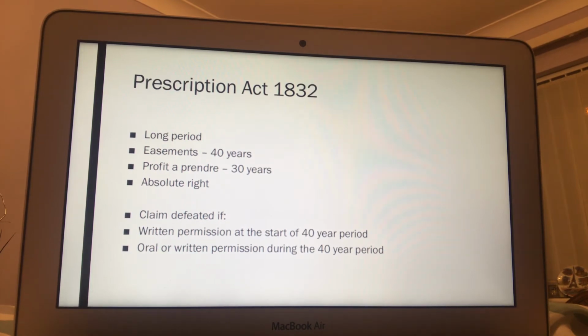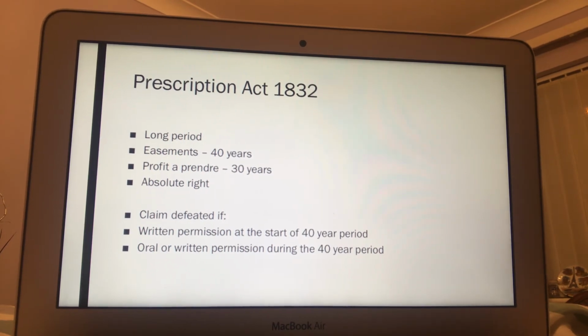When you consider the long period, this increases in years for both types. Easements are extended to 40 years and profit à prendre is extended to 30 years. However, with a show of 40 years uninterrupted use, there is an absolute right to an easement. For this reason, this is the strongest method of gaining an easement through prescription.